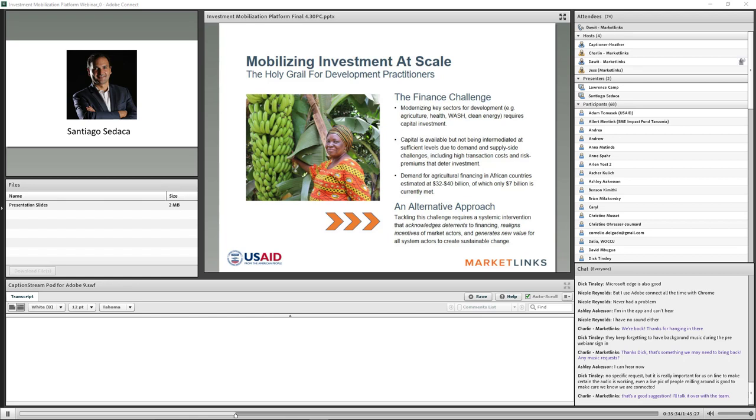One of the classic cases is agriculture. Lawrence mentioned a few others. But in agriculture, the investment gap just in sub-Saharan Africa is in the tens of billions of dollars, both for operating and capital expenditures. Now, this platform approach takes this challenge head on. It takes a comprehensive and focused look at how to facilitate capital going into specific development opportunities using a variety of demand-side and supply-side tools that we're going to talk about that address an immediate need.